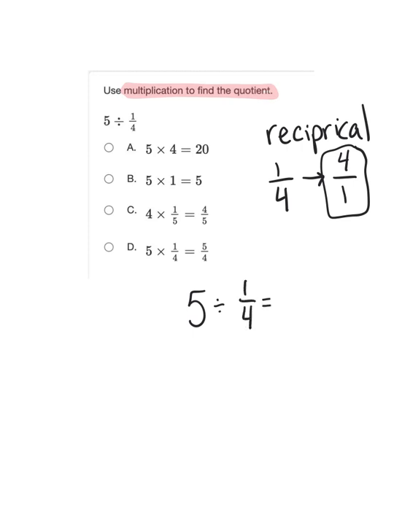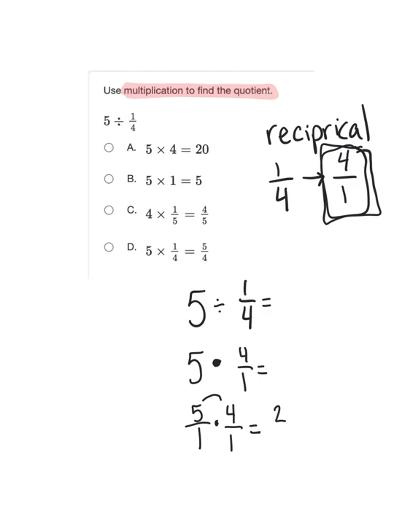Here's how you do it. Your first number stays the same. 5 stays the same. We're going to multiply by the reciprocal of 1/4. And we have already said that the reciprocal of 1/4 is 4/1. We can put 5 on top of a denominator of 1, and that will make it easier for us to multiply times 4/1.